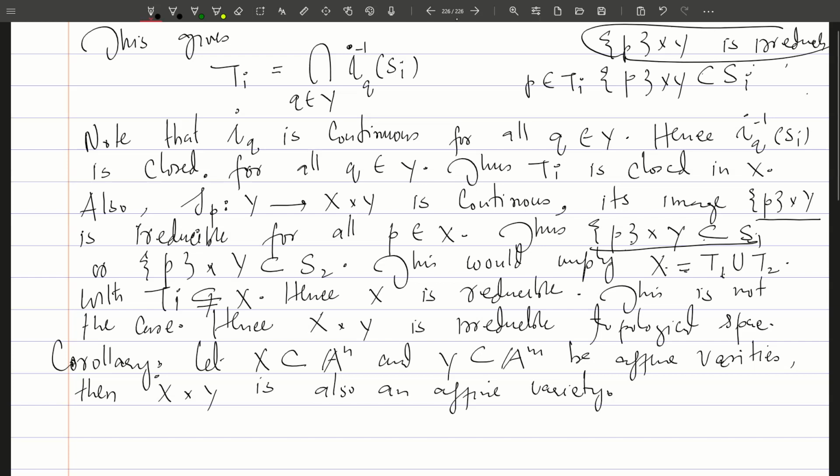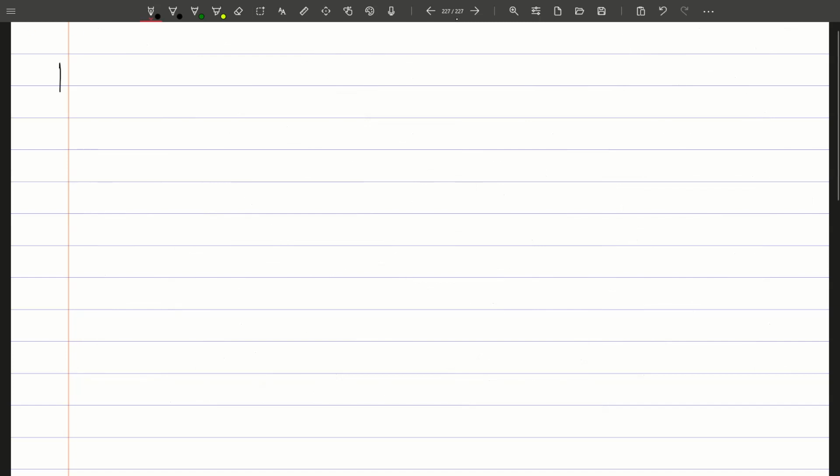So let us prove this. Actually, we only have to check that for all p in X and all q in Y, the maps i_p and i_q defined as above are continuous.